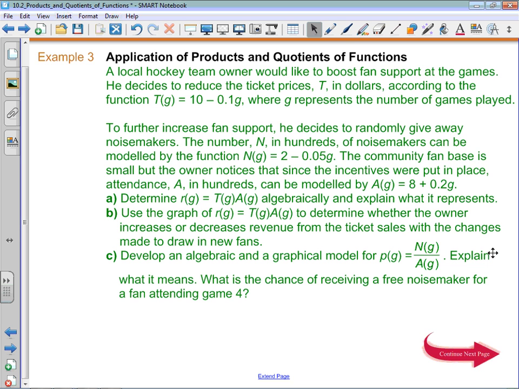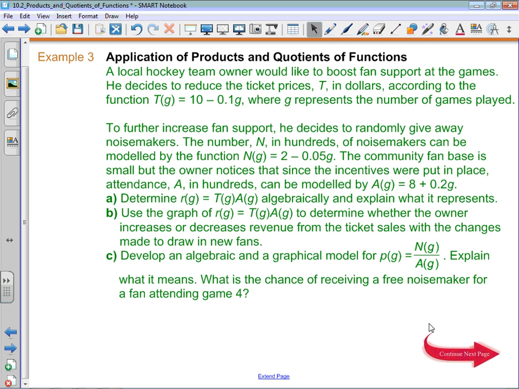All right, in example 3, which is the last example in 10.2, it gives us another one of those real situations where a hockey team owner wants to boost fan support, and so he decides to change the ticket prices. If you look at that function, T of G is equal to 10 minus 0.1 G, it has a negative slope, so the ticket price is decreasing. Later on in A, it wants us to determine R of G, which is equal to T of G times A of G, and explain what it represents.